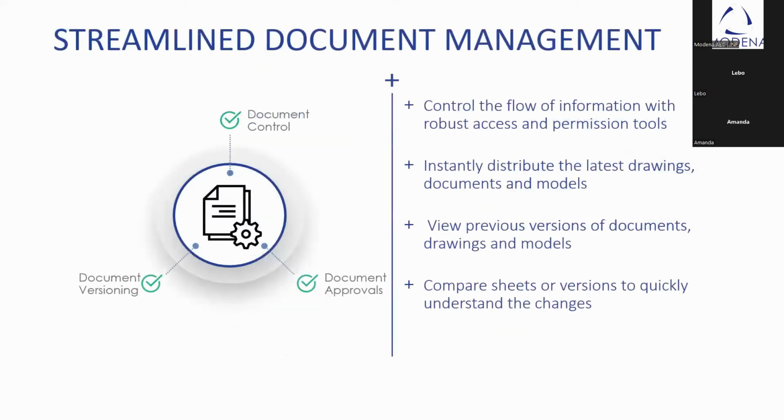So the offering of Autodesk Build when it comes to document management is very streamlined. It gives the platform for document control, document approvals, and also document versioning, like we saw now. The control of the flow of information with robust access tools and permission tools. You can instantly distribute the latest drawings, documents, and models, you're able to view previous versions of documents, drawings, and models and compare sheets or versions quickly to understand what changes have actually been affected.